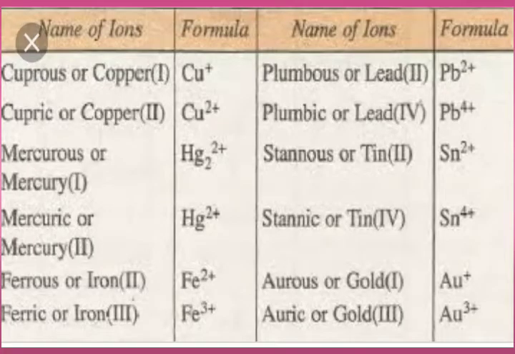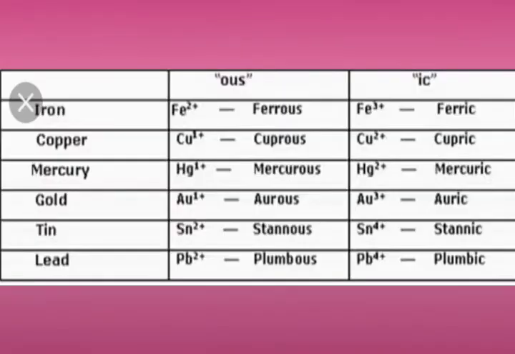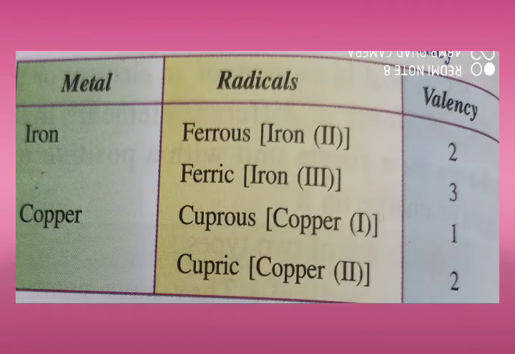Next is variable valency. Certain elements exhibit more than one valency and this property is called what? Variable valency. If an element exhibits two different positive valencies, then we represent it in 3 ways. Number 1, the suffix -ous. Clear? The suffix -ous is used for the lower valency. Second, the suffix -ic is used for the higher valency. And third, their valency can be represented in Roman numerals beside their names.